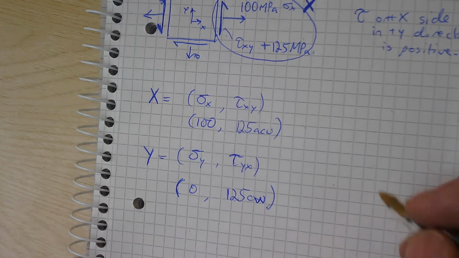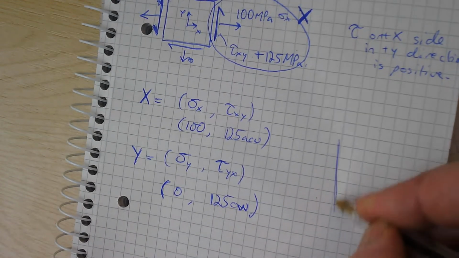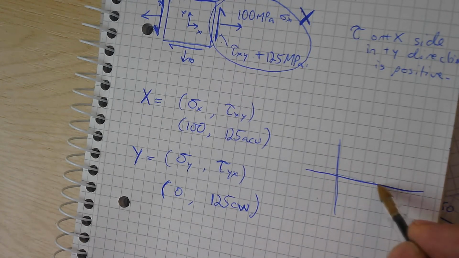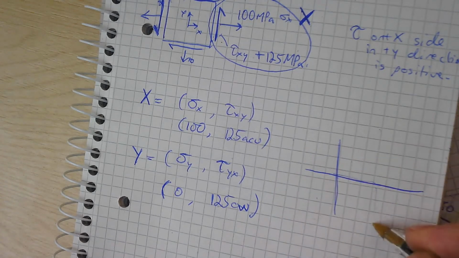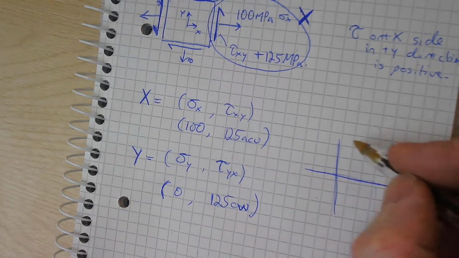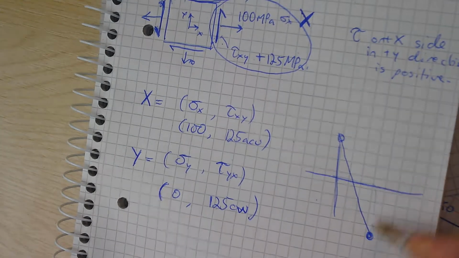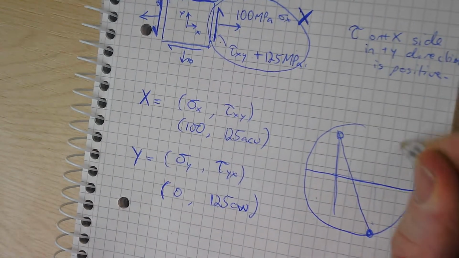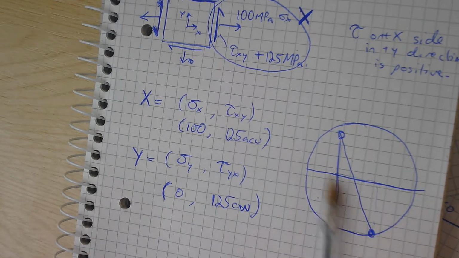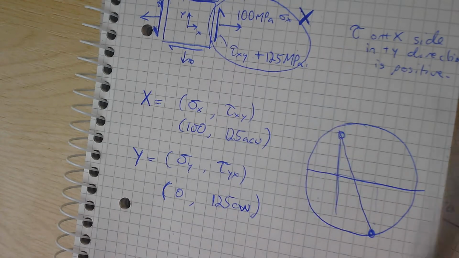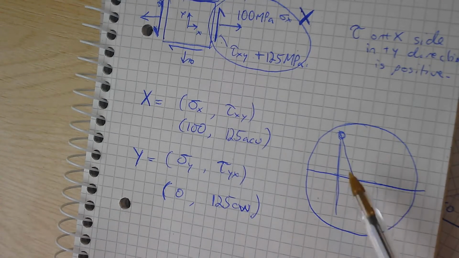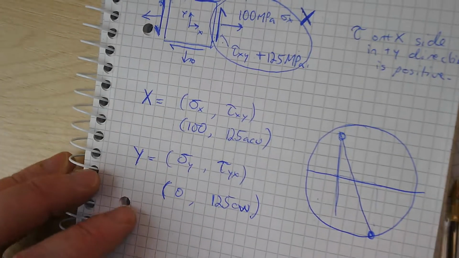So I'll do a quick freehand sketch here, just what I think it's going to look like. My X point is going to be out 100 and down 125. My Y point is out 0 and up 125. So my diameter is going to look something like that, and my circle is going to look roughly like that. I'm going to draw that out to scale now, but I'll set the axis somewhere close to the left-hand side of the page, to have a rough idea of what size everything is going to be, and I can work from that.